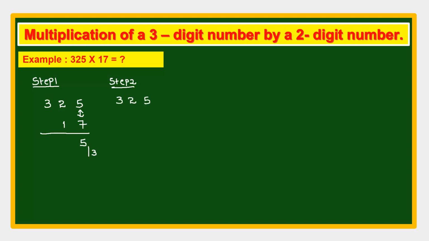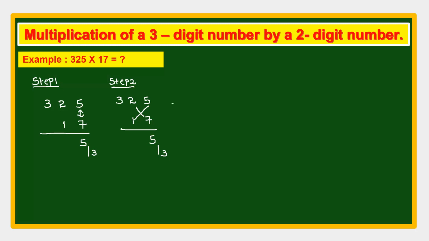325, 17. 7 5s are 35, and 3 we have to write here. Yes. Now do cross multiplication. That is, multiply 7 by 2 and multiply 1 by 5 and add the product.